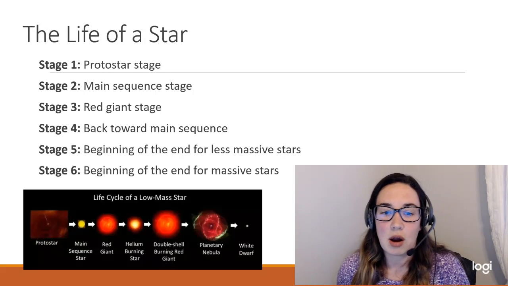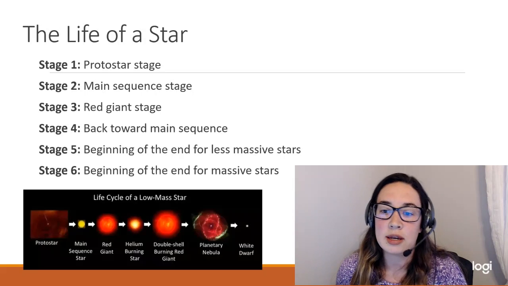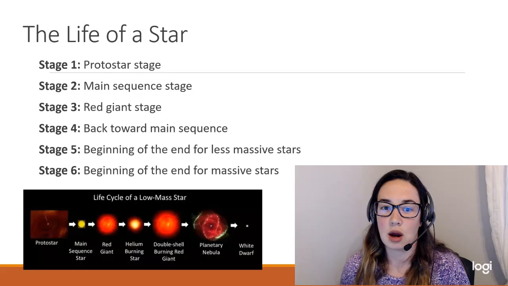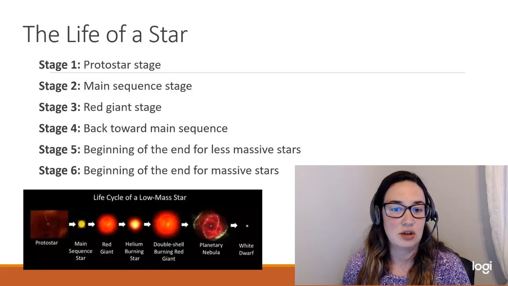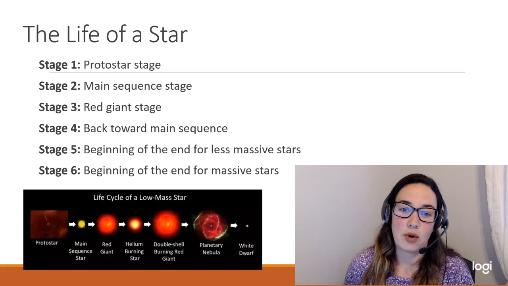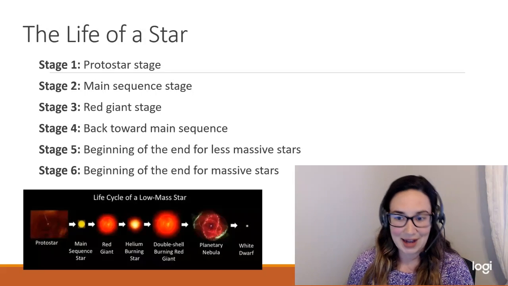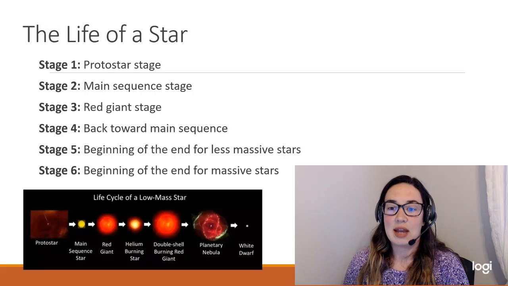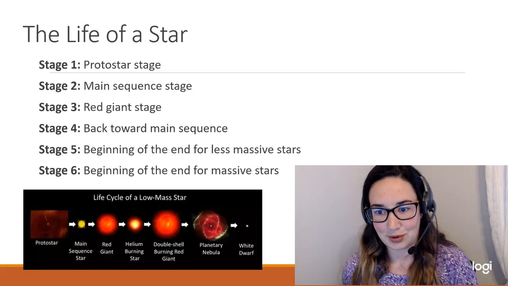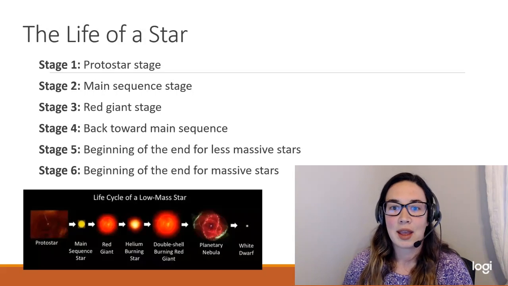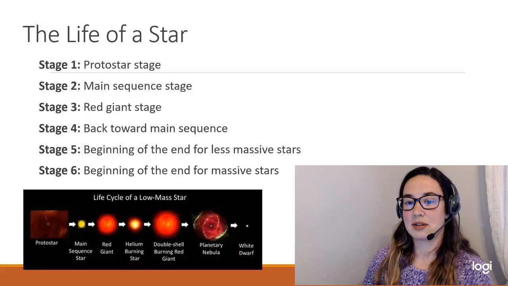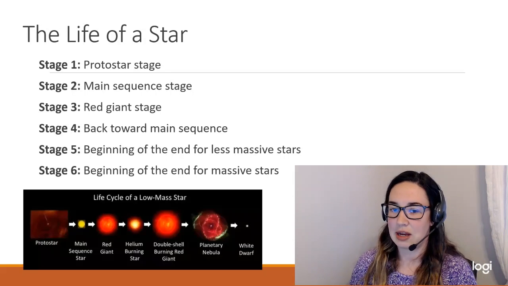Anyway, here are the stages. Stage 1 is our protostar stage. Stage 2 is our main sequence stage. Stage 3 is our red giant stage. Stage 4 is when our stars go back to the main sequence. Stage 5 is the beginning of the end for our smaller, less massive stars. And stage 6 is the beginning of the end for our more massive stars, our big giant massive stars.